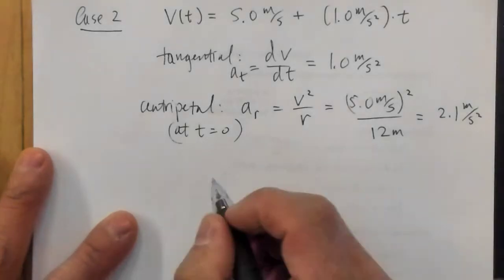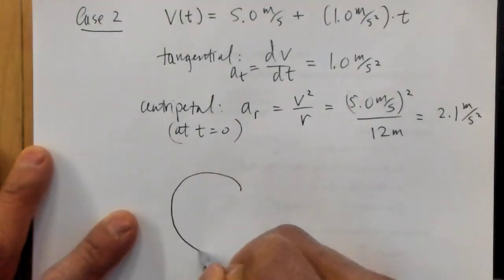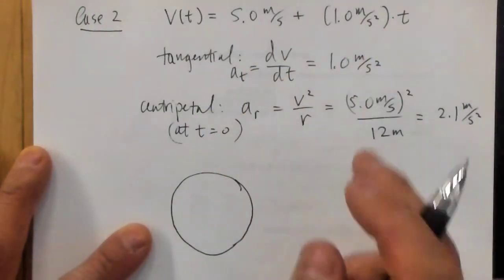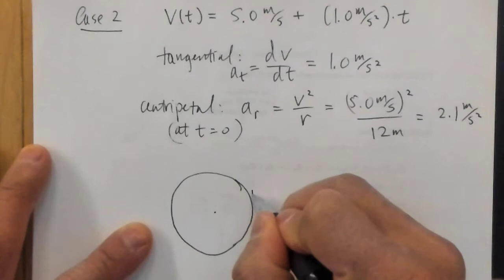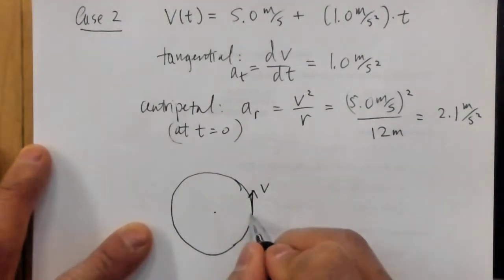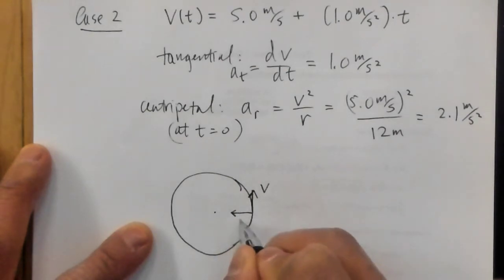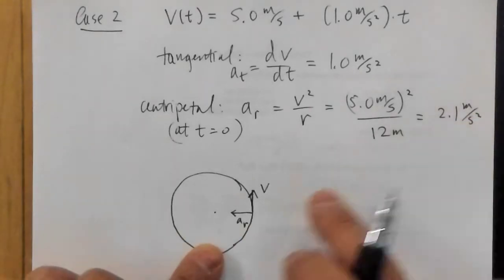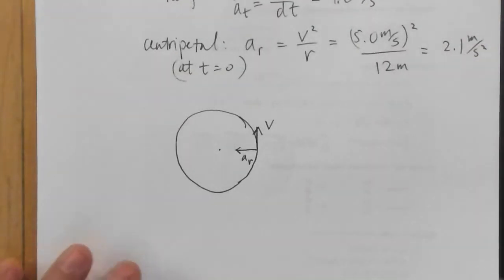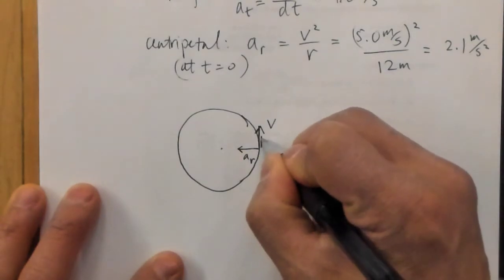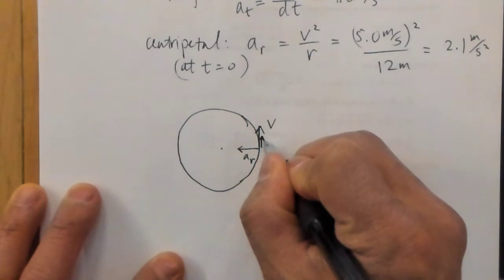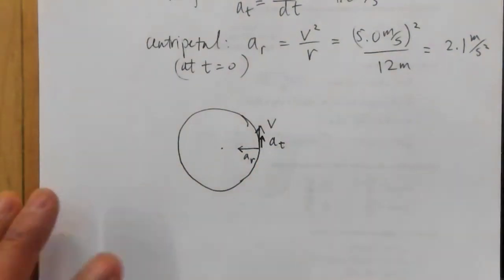Okay, now if we're going to put it together, let's say this is our circle. Notice this speed is getting faster, so this is the case where it's speeding up. And here's my velocity vector. I'll have my radial component, 2.1, pointing towards the center of the circle. I'll shift it away a little bit from the point so you can actually see the other line. And then there's going to be a tangential acceleration like that.